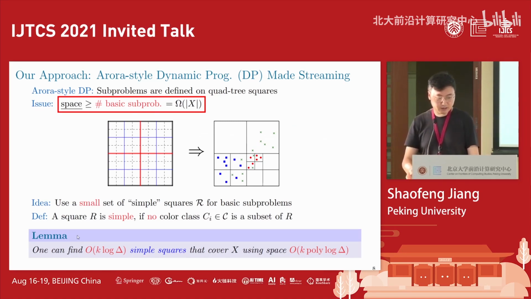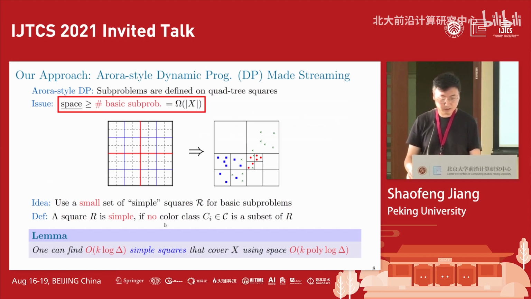So here we can show that one can find order k log Delta simple squares that cover the whole data set using space k polylog Delta. So what do I mean by simple square? By the way, a square R is simple if no color class Ci is a subset of R. What does that mean? It means that every simple square can only contain at most 1 color class. It cannot have 2 color classes, okay?